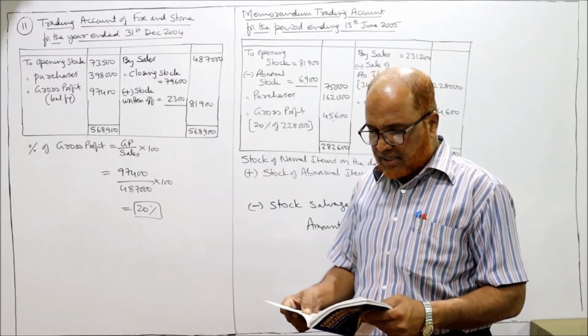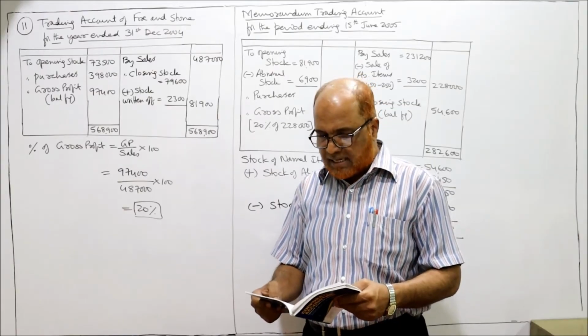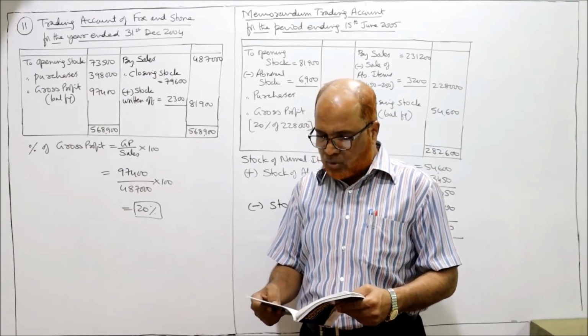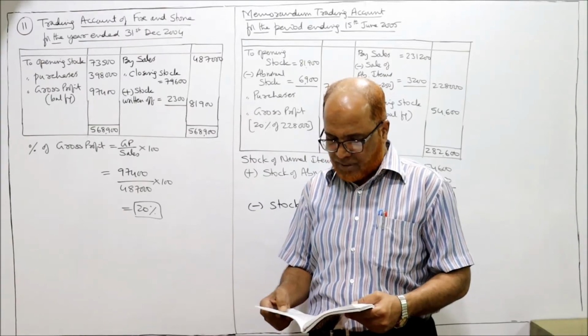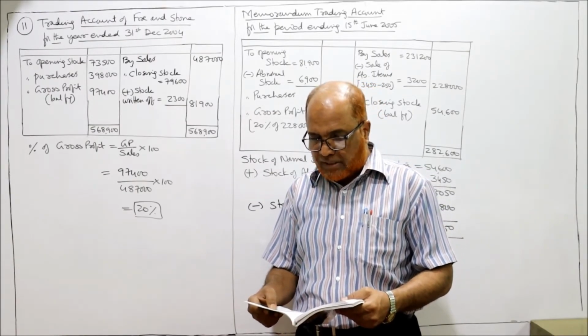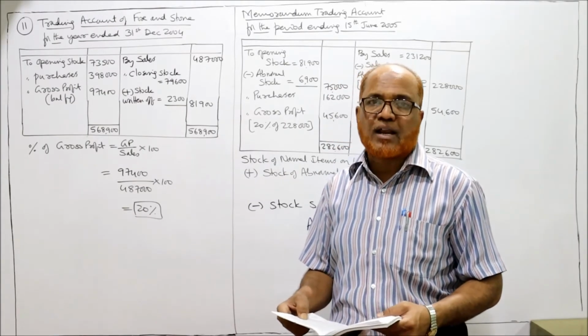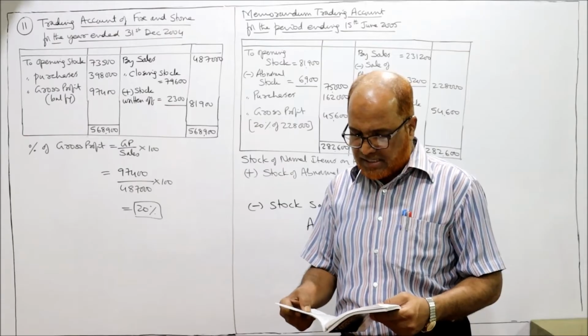Purchase less returns year ended 31st December 2004, last year's purchases. Sales less returns year ended 31st December 2004, last year's sales. Then purchase less returns 1st January 2005 to 15th June 2005. Current year, the year in which the fire occurred. Purchases are given, sales are given.